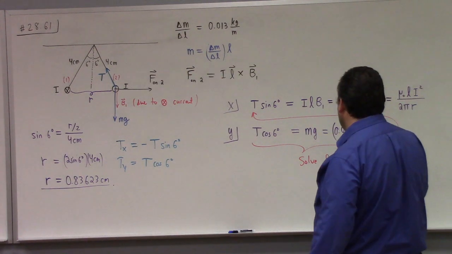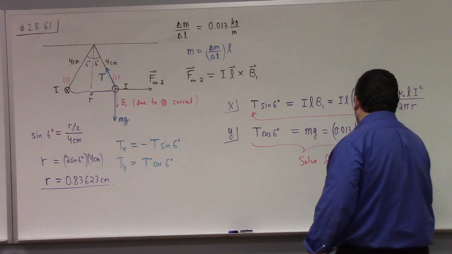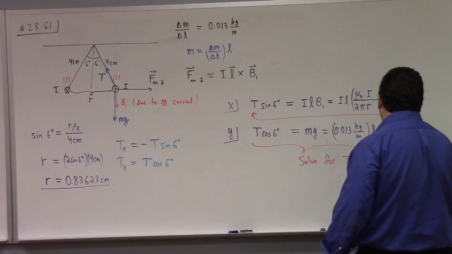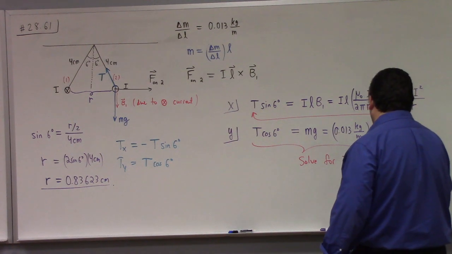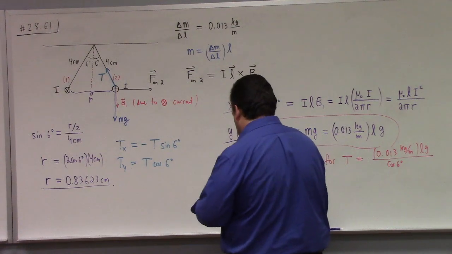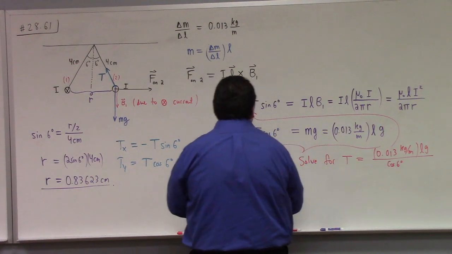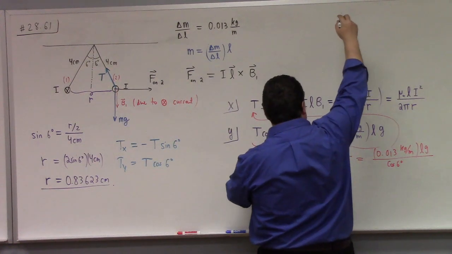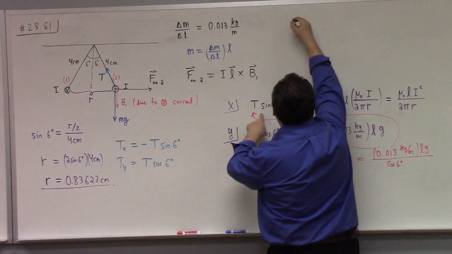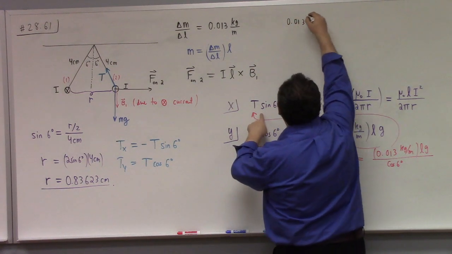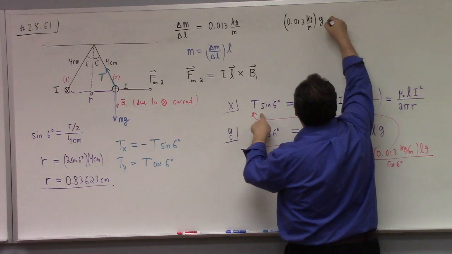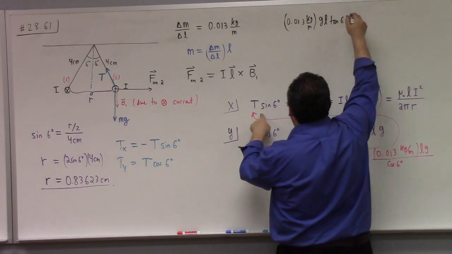So let's see here. We get T equals 0.013 kilograms per meter times Lg divided by cosine of 6 degrees. Plug that in. I guess I'd put it up here, that'd probably be a good idea. Notice that the sine over cosine gives me a tangent. So I'm going to get 0.013 kilograms per meter, my handwriting's worse up here, times g times L times the tangent of 6 degrees. That's what I get over there.